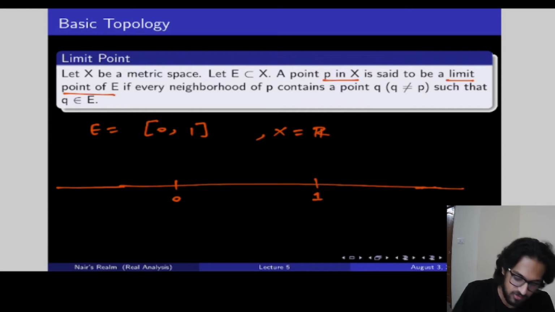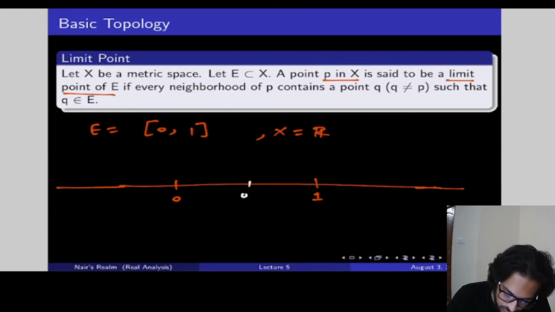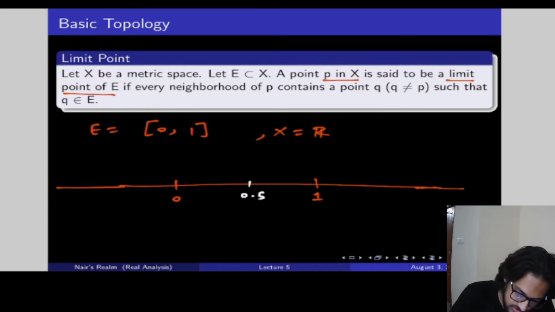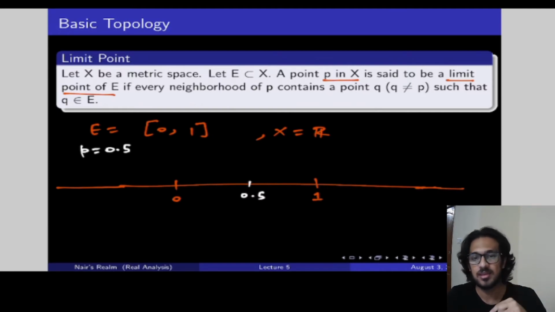So if I'm talking about, let's say, the point 0.5, so what I mean to say is P is 0.5. If P is 0.5 and I'm trying to check whether it's a limit point or not, what I have to do is check all the possible neighborhoods centered at 0.5 and check if those neighborhoods contain at least one point Q, which is not 0.5, that lies in E.